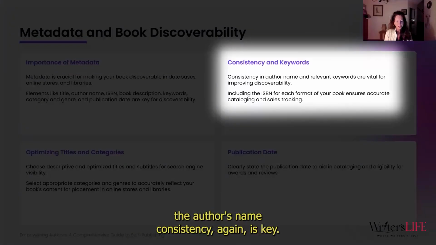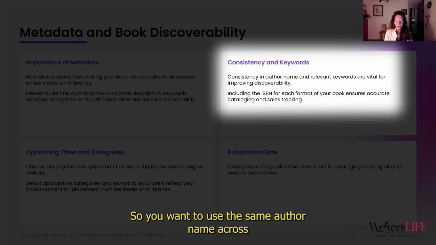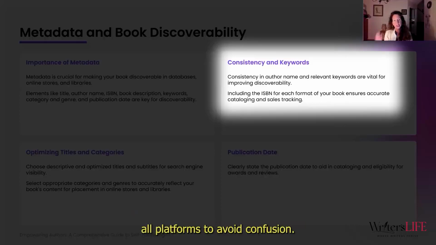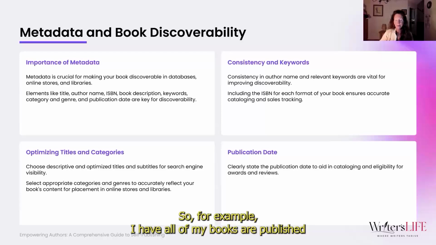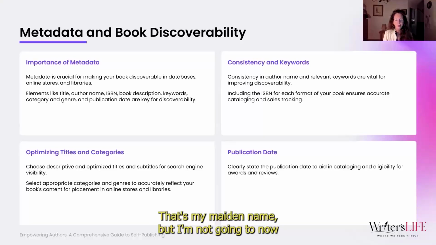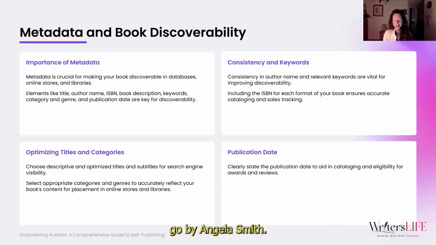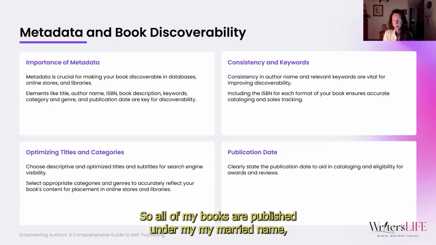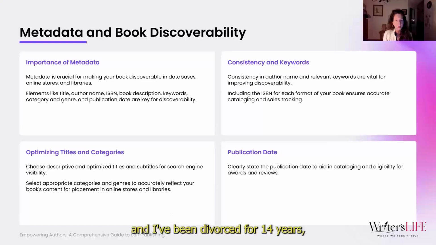The author's name, consistency again is key. You want to use the same author name across all platforms to avoid confusion. For example, all of my books are published under Angela Dole. I am no longer married, but I still have the name Dole. My kid's name is Dole, but my legal name is Smith. That's my maiden name. But I'm not going to now go by Angela Smith. Smith is very generic. Dole is much more memorable. So all of my books are published under my married name, and I've been divorced for 14 years, but I still hold on to that name just because consistency is important.